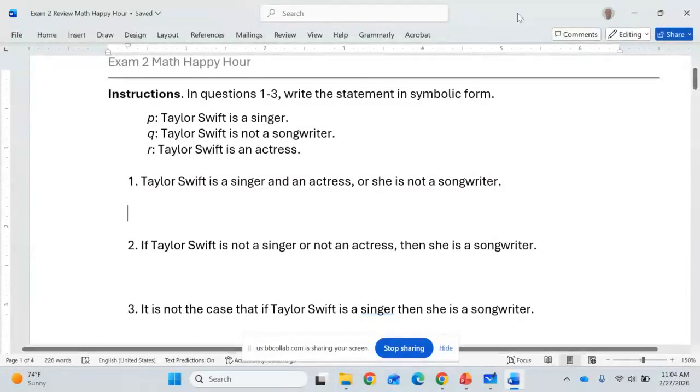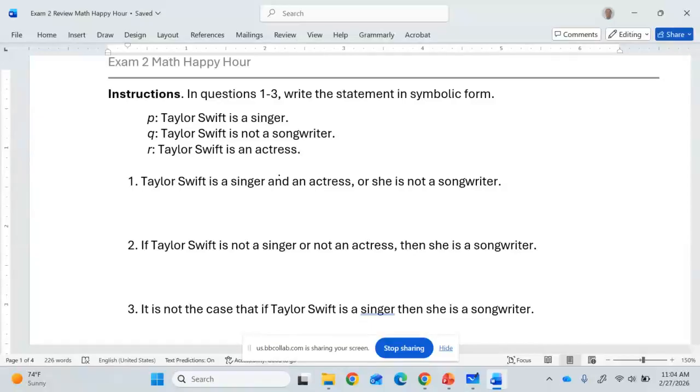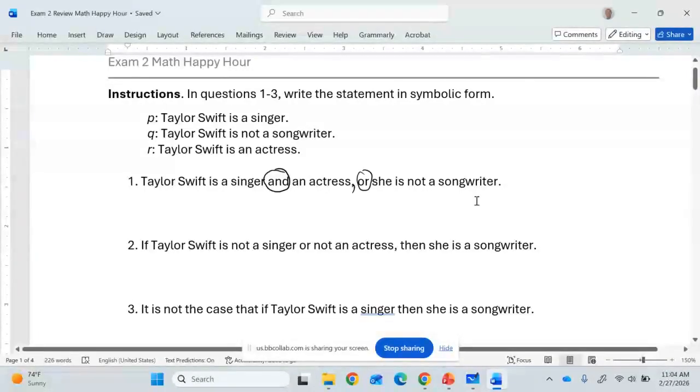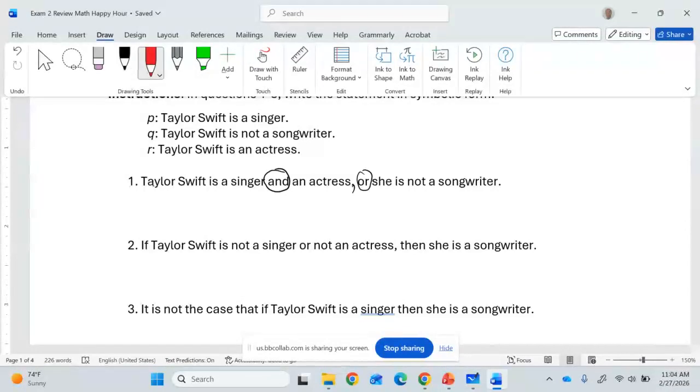So starting with number one, we have Taylor Swift is a singer and an actress. So here, usually what I emphasize to my students is to start by looking for the prepositions. So we have an and, and then on the other side, we have the or. We also have commas. So remember that commas represent groupings, parentheses. Okay, so now let me see if I can use a different color to start with the first one.